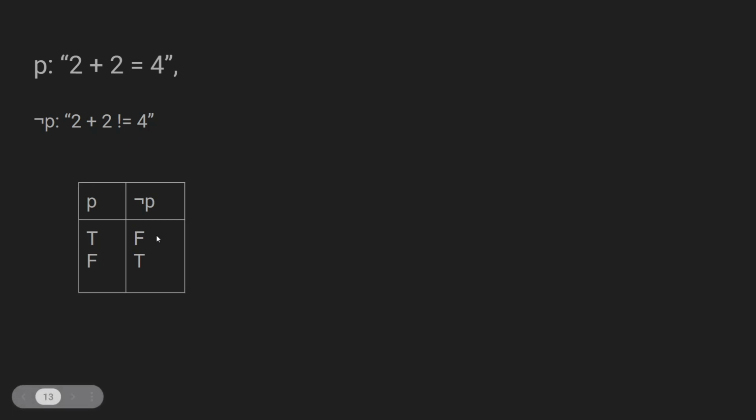This is the truth table of negation. If P is true, then negation of P becomes false. And if P is false, negation is true. Alright. Let's start conjunction.